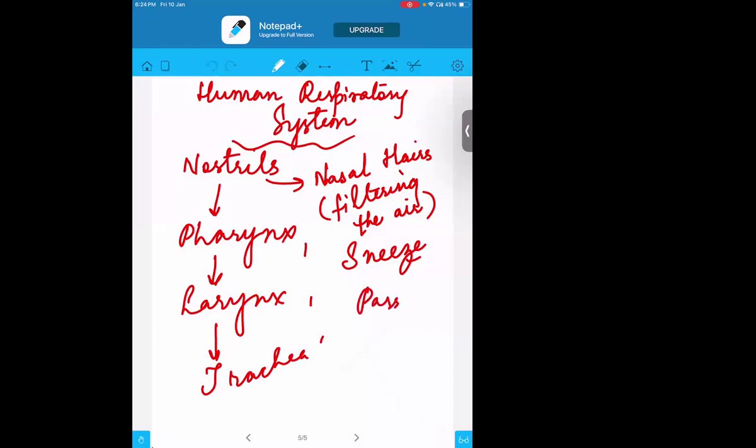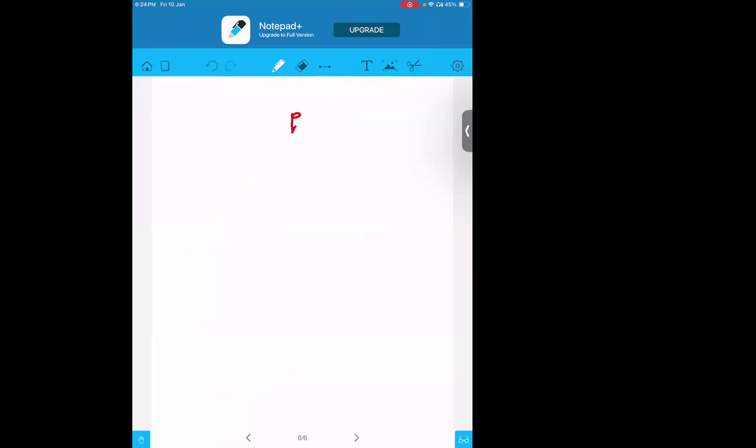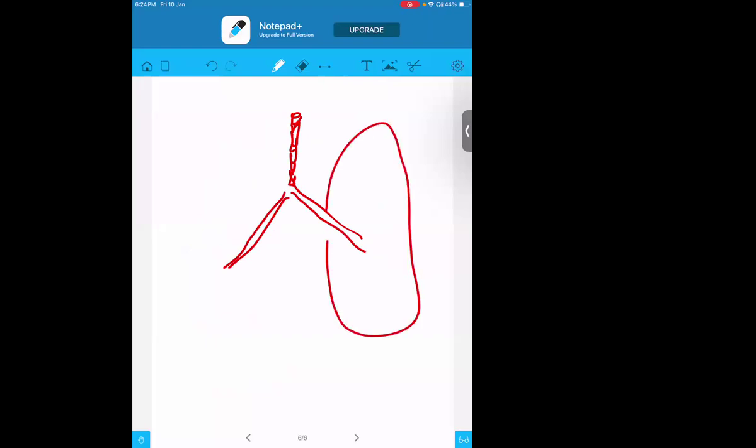Once the trachea is there, I'll just draw the diagram also. Not so perfect a diagram, but I guess I will be trying to draw it somehow. I'm telling you it's not so perfect, but yes, it is just a try. Okay. I hope it's fine only, right?